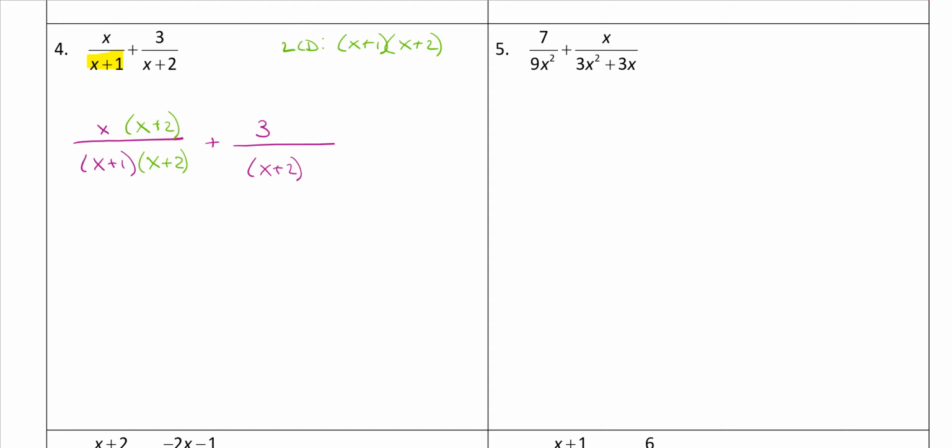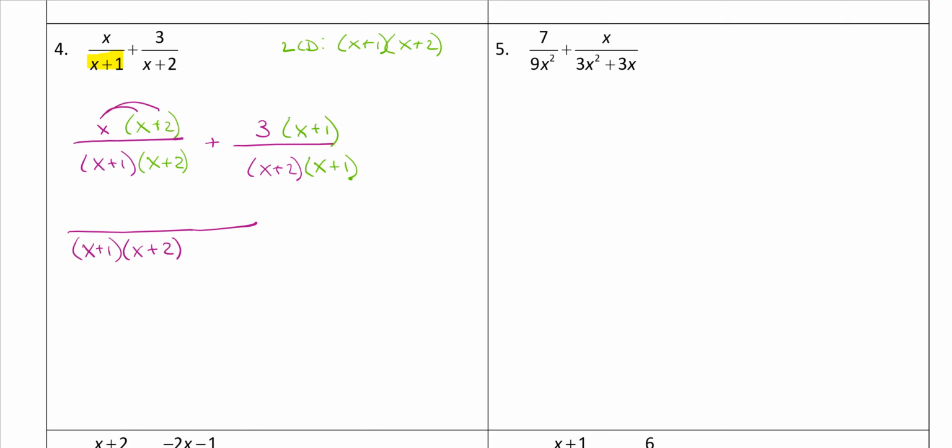Now, our second fraction is missing the x plus 1. So we're going to put x plus 1. And same thing here. We've got to keep this. We can't change its value, so we have to put it on top. Now, we are going to multiply the tops, but we are not going to multiply the bottoms. We are going to leave the bottom as x plus 1 times x plus 2. We're not going to change that. There's no reason to have to multiply that out, okay? But we do have to multiply the top because we are adding the top.